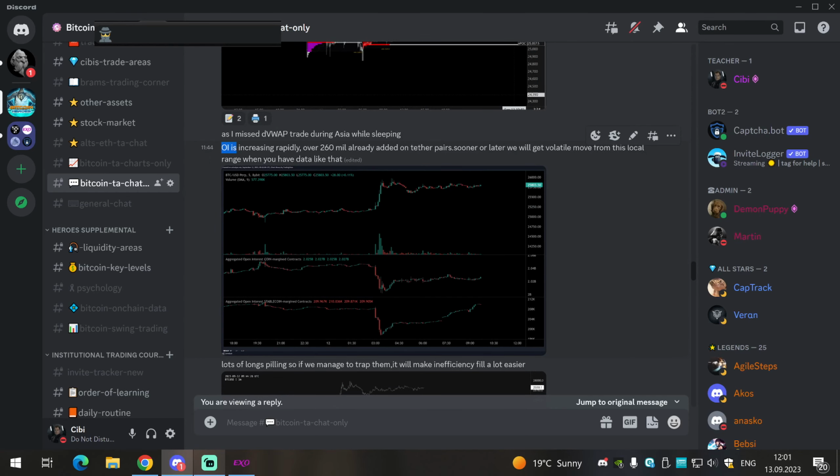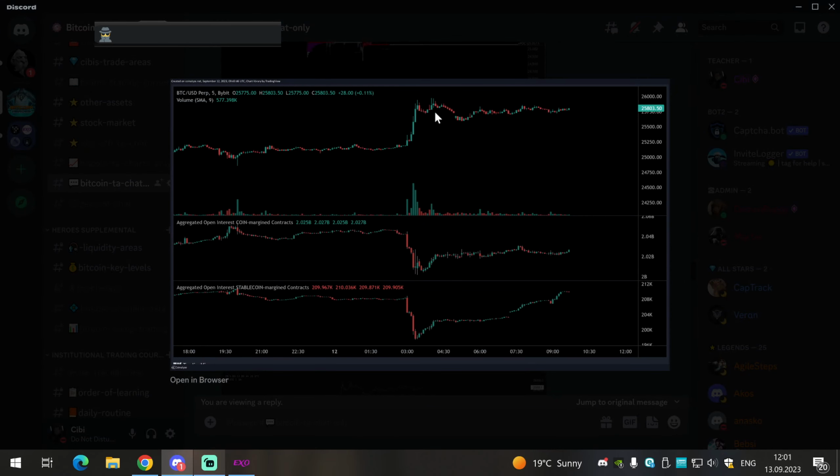Now this is also in open interest knowledge. So I said open interest is increasing rapidly, over 260 million already added to the Tether pair. Sooner or later we will get a volatile move from this local range when you have data like that. We are seeing 60% of people getting long, 40% getting short. You can see the exact ratio.